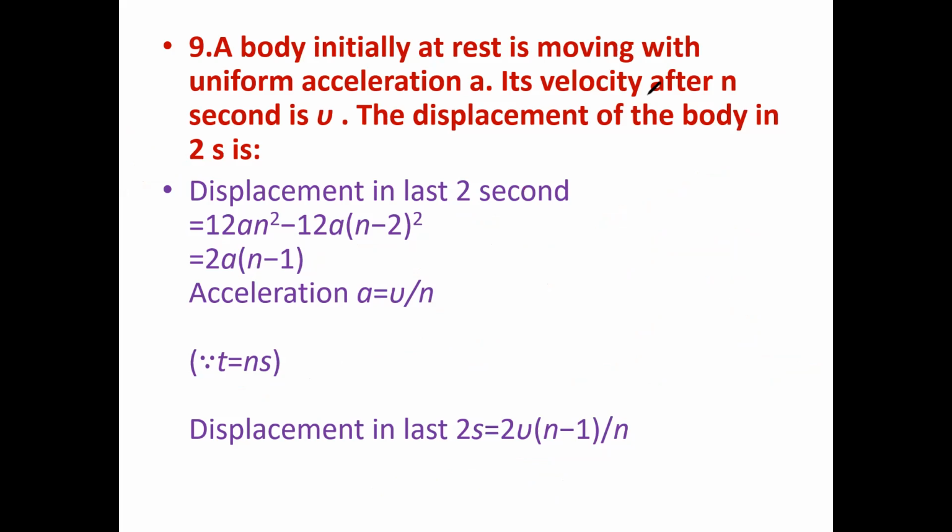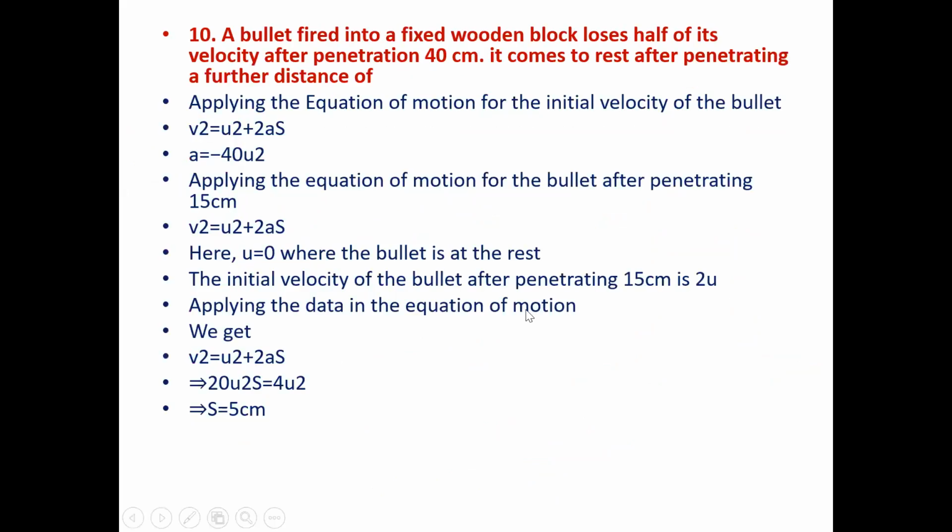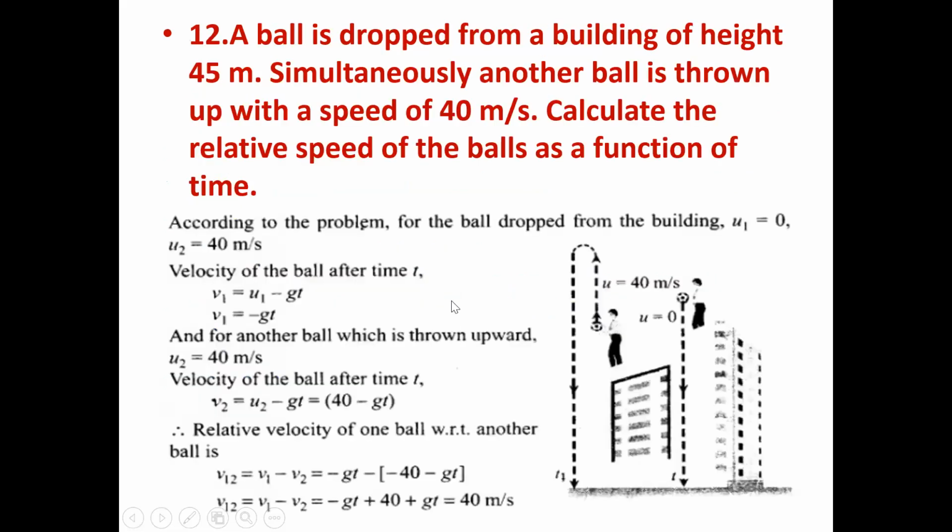Okay, now let's move on to the next one. This is also more or less the same kind as stopping distance. But here, this is a different one. A ball is dropped from a building of height 45 meters. Simultaneously, another ball is thrown up with the speed of 45 meters per second. Calculate the relative speed of the ball as a function of time.